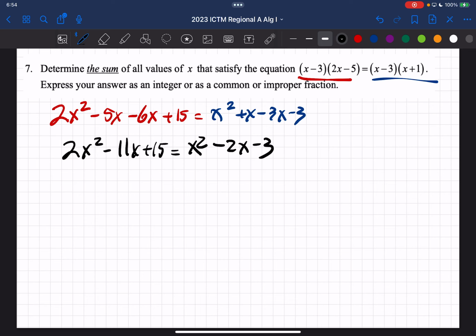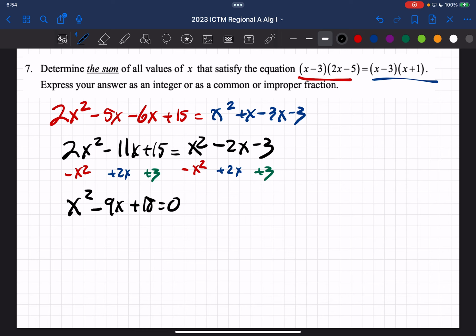And like all good quadratics, especially with ones at this level, we want to get them equal to 0. So we're going to subtract x squared to the left side. We're going to add 2x to the left side. And we're going to add 3 to the left side. So when we do, we have x squared minus 9x plus 18 equals 0.